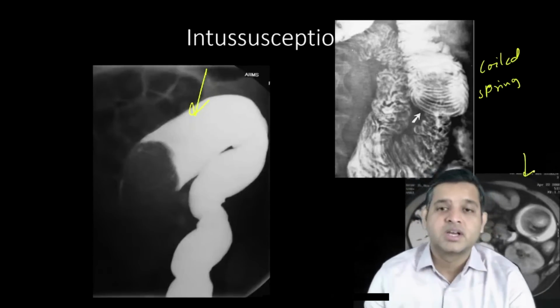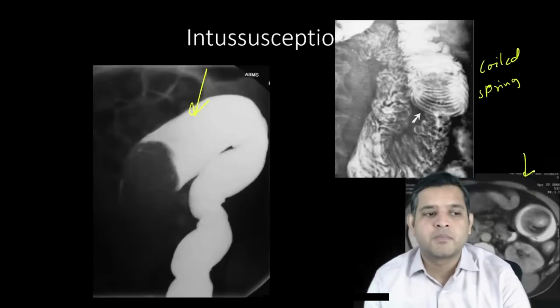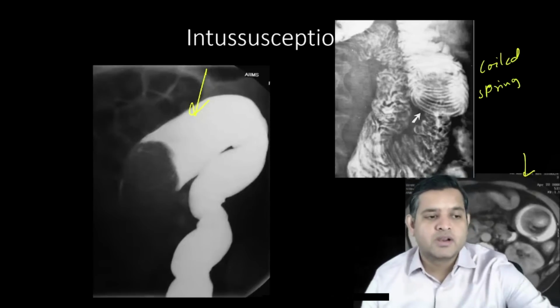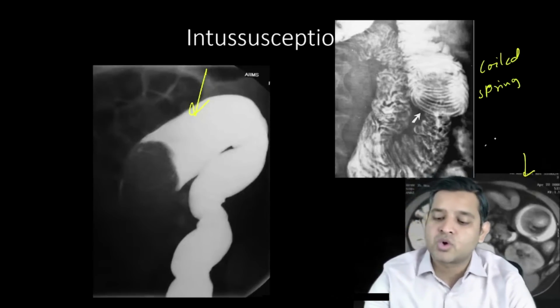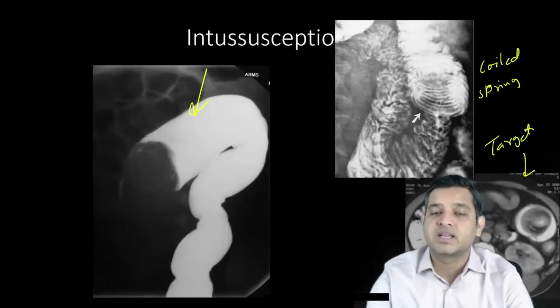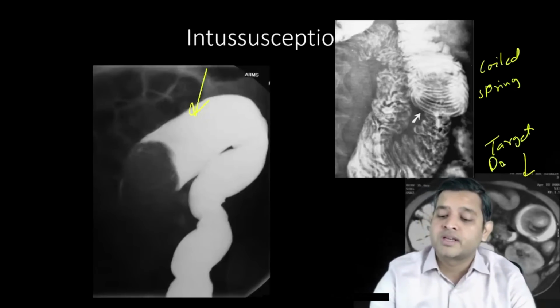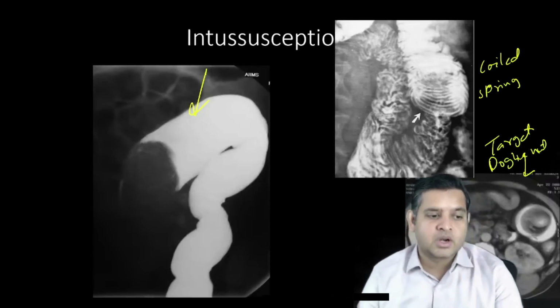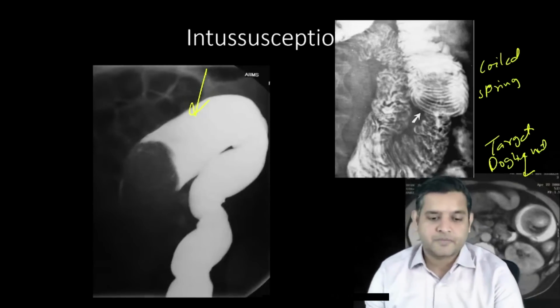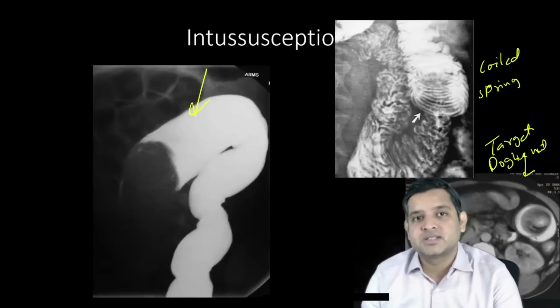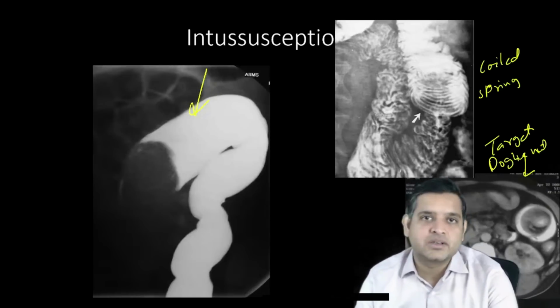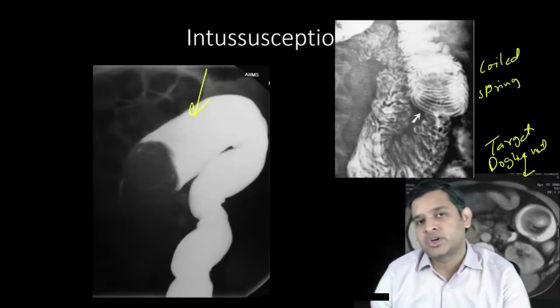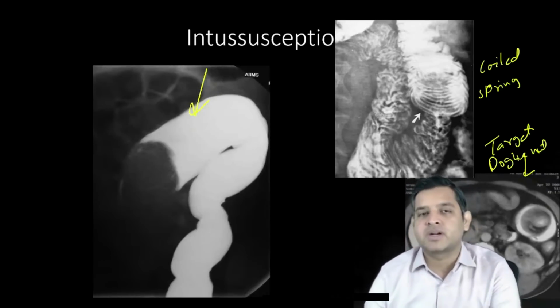Whereas if you see this, this is a bowel within a bowel appearance, also called target sign, also called donut appearance. It looks like a donut. A target sign or a donut appearance. Okay, so these are the important signs that you can see in intussusception in radiology. Again, very frequently asked in the paper.